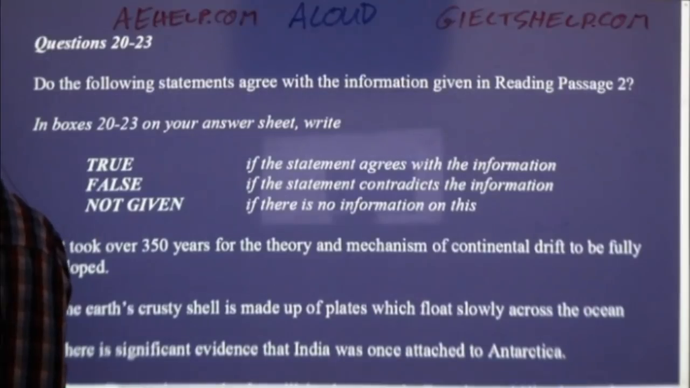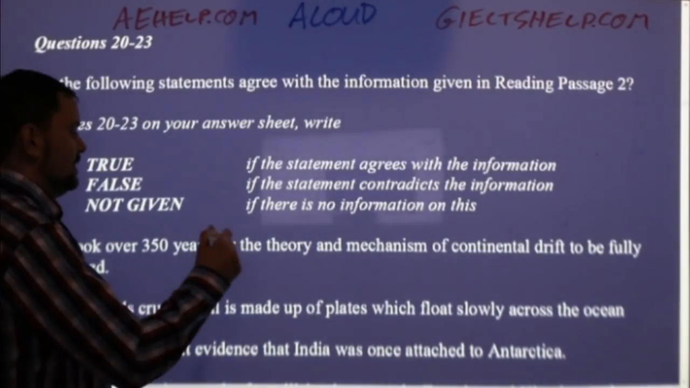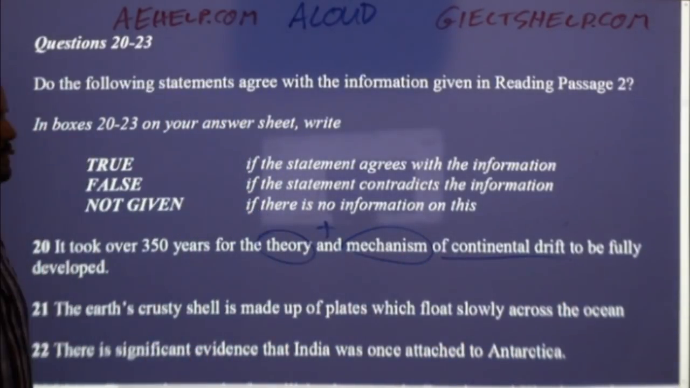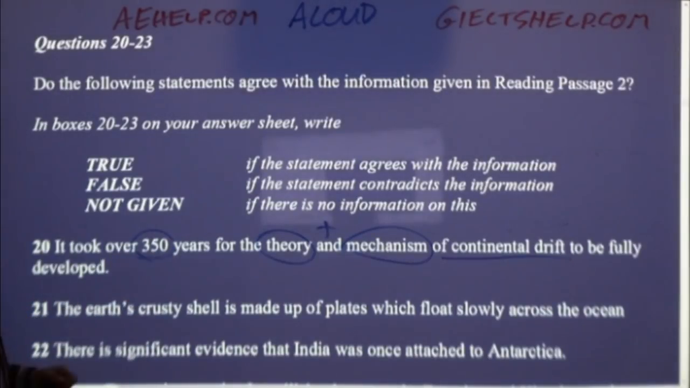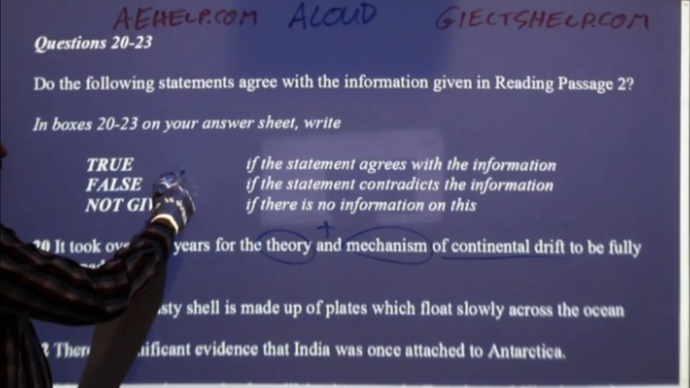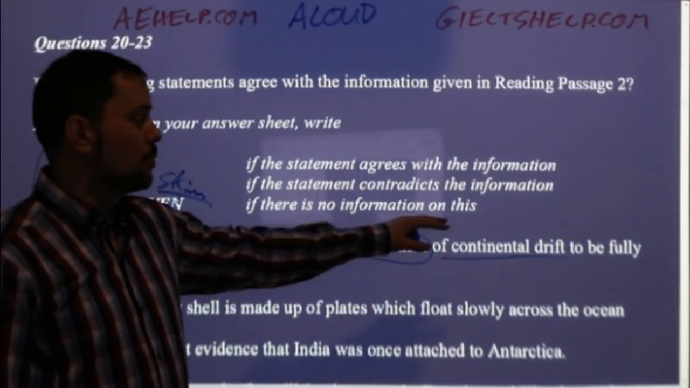So here, it took over 350 years for the theory and mechanism of continental drift to be fully developed. Now, you might say, I don't remember that. If you don't remember that, you might have to skim a little bit. You shouldn't be skimming for all your answers, but when you see a date or a number like 350, you can look for this. Skimming for names and for numbers is simple. Skimming for words is very tricky, so I don't suggest it.